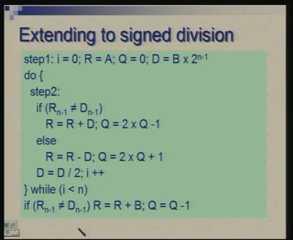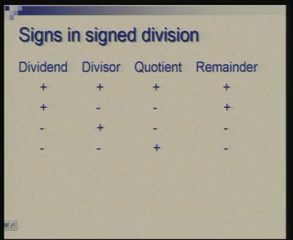So, now intuitively, is this correct? What is the relationship between signs of dividend, divisor, quotient and remainder? Let us have a look at that. We are given dividend and divisor, and we are looking at all possible sign combinations. Any of these could be positive, any of these could be negative, and the two right columns show the corresponding signs of quotient and remainder.